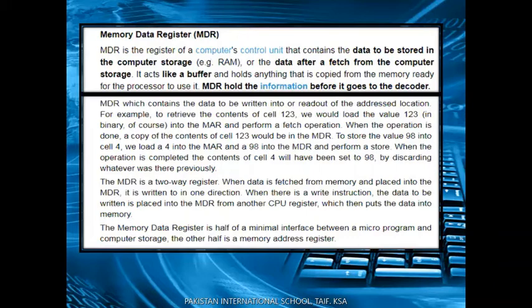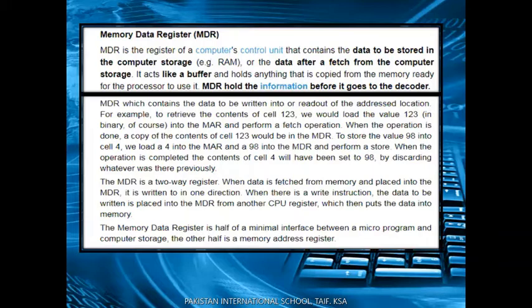It is sometimes called memory buffer register, MBR, MDR. To store the value of 98 into cell 4, we load a 4 into the MAR and a 98 into the MDR and perform a store. When the operation is completed, the content of cell 4 will have been set to 98, discarding whatever was there previously. The MDR is a two-way register.